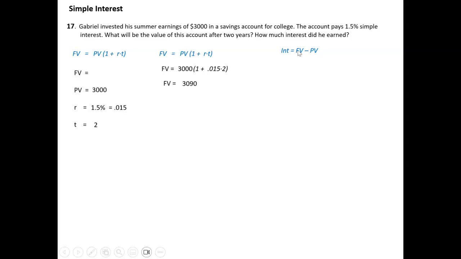Now for the second part, how much interest did he earn? The interest is equal to the future value minus the present value. So 3,090 minus 3,000. The interest is $90. So this is the answer for part A, 3,090. This is the answer for the second part, $90. Okay. Again, this is called a simple interest problem.